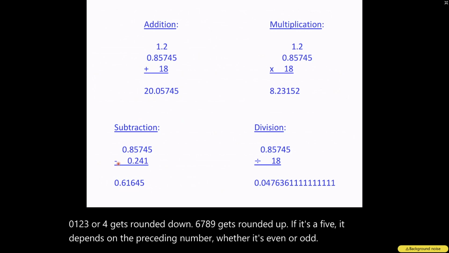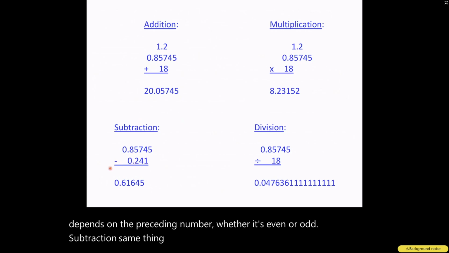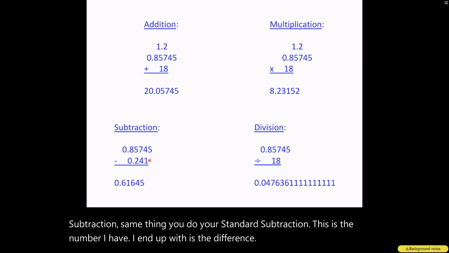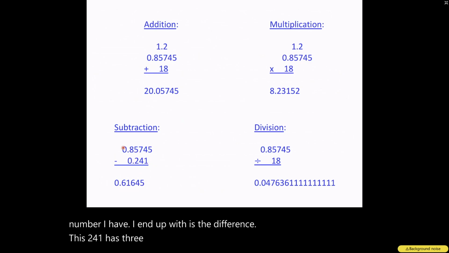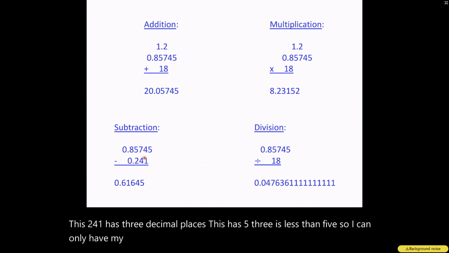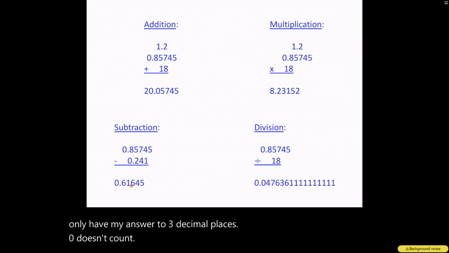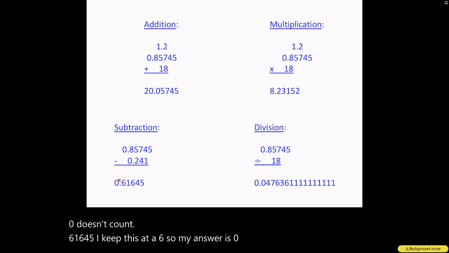Subtraction, same thing. You do your standard subtraction. This is the number I end up with, the difference. This 0.241 has 3 decimal places. This has 5. 3 is less than 5, so I can only have my answer to 3 decimal places. The 0 doesn't count. 0.61645, I keep this at a 6, so my answer is 0.616.